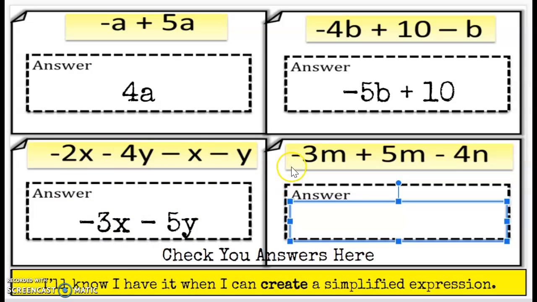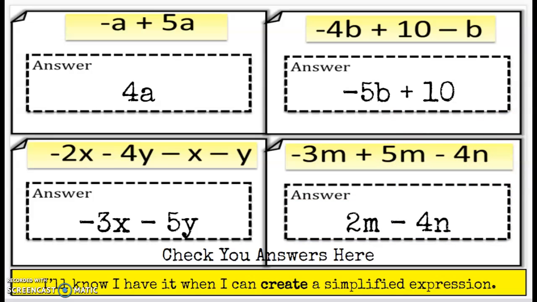Let me know. I have a negative 3m plus 5m. So I'm going to take my 5 minus my 3. That gives me 2m. And then I'm just going to bring down my 4n because there's nothing to combine it to. So these are the answers to this slide.